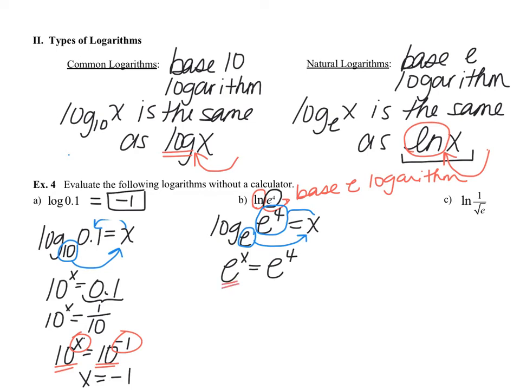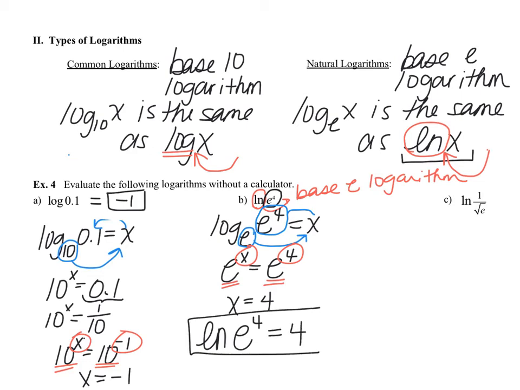And now the bases are already the same, so we'll use the uniqueness property and set the exponents equal to one another, so x is equal to 4. You can either go back to the beginning, or I'm just going to rewrite it down here. We just found that natural log of e to the 4th power is actually equal to 4. So this would be my final answer.